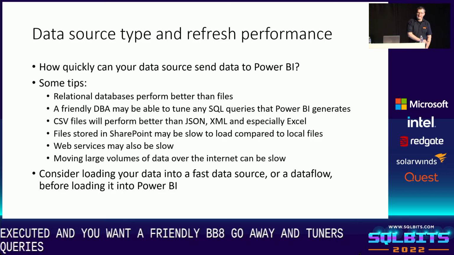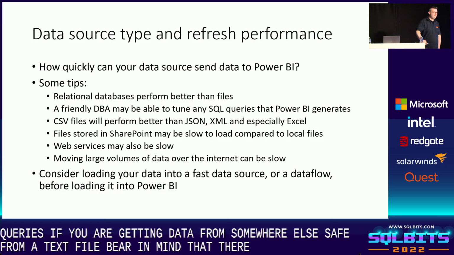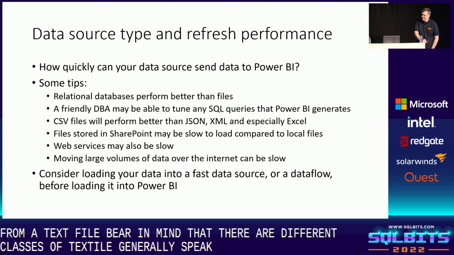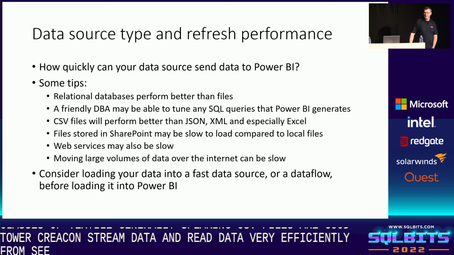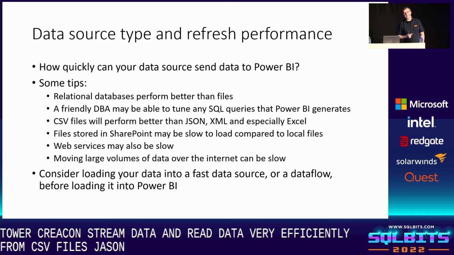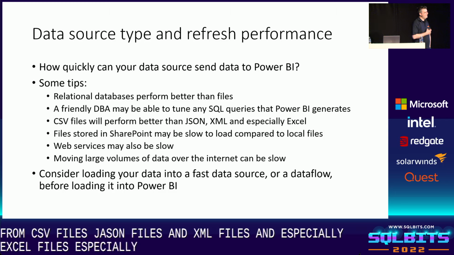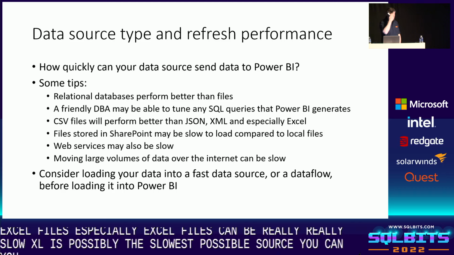If you're thinking about getting data from somewhere else, say from a text file, bear in mind that there are different classes of text file. Generally speaking, CSV files are good. Power Query can stream data and read data very efficiently from CSV files. JSON files and XML files, and especially Excel files, can be really, really slow. Excel is possibly the slowest possible source that you can use for the Power Query engine.